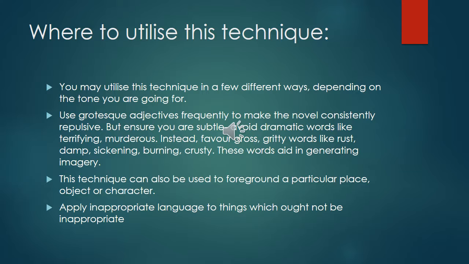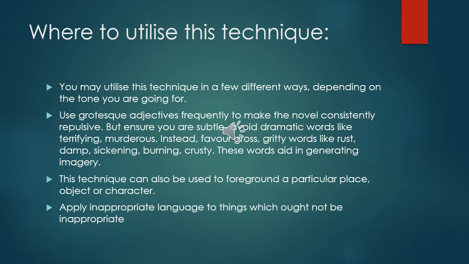This technique can also be used to foreground a particular place, object, or character. By writing a story with ordinary or even pleasant language, then implementing darker, more twisted language at specific moments, these moments will have far greater impact upon the reader. The foregrounded object will always unsettle the reader due to the innocent nature of the rest of the text.